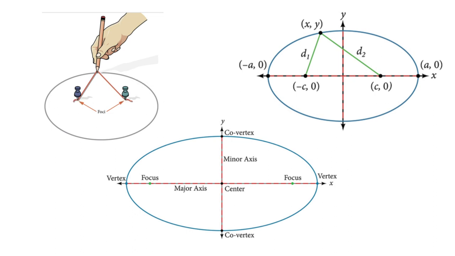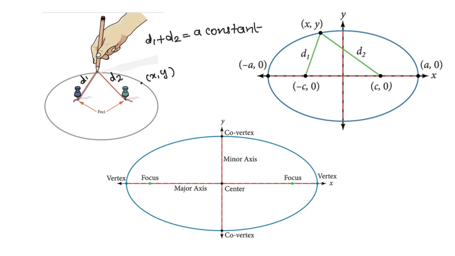So from this activity, can you define an ellipse? An ellipse is a set of all points x, y in a plane such that the sum of their distances from two fixed points is a constant. That means the distance d1 plus d2 is always a constant. So let's derive the equation of the ellipse.